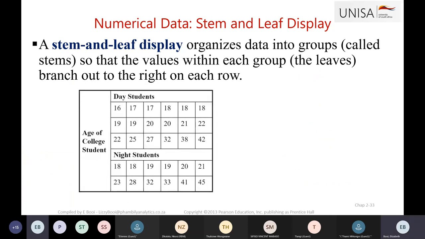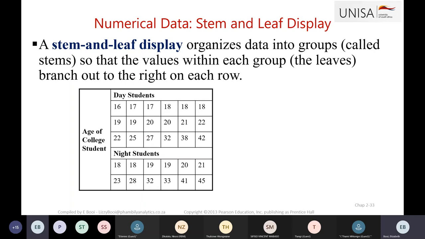Okay, so let's look at those two data sets that we had, the day students and the night students. If I want to create a stem and leaf plot for the day and night students, remember this is a 10s stem and leaf because there is one digit before and one digit after. So we're going to create a 10s stem and leaf. It means the first digits will be our stems, and the last digits will be our leaves.